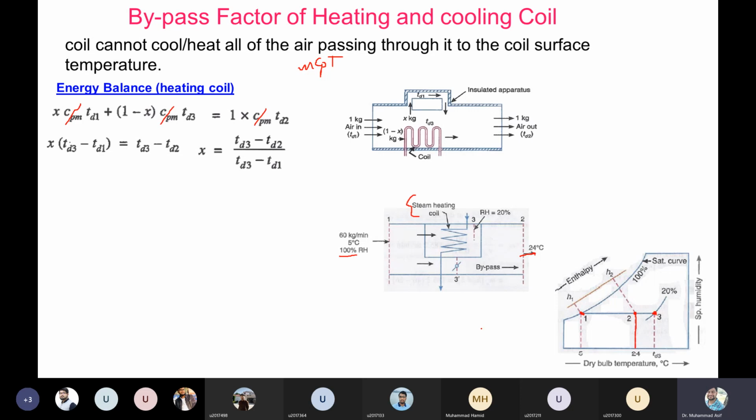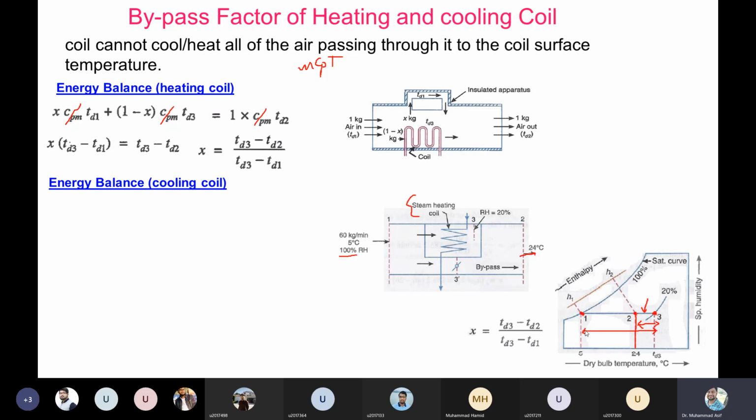So what is the value of the bypass factor? This is the process that takes place. This is the inlet air, this is the outlet air, right? And this is the surface temperature of the coil. So basically this value divided by the total value gives you the bypass factor, right? Basically the bypass factor is this ratio, TD3 minus TD2 divided by TD3 minus TD1. So that's the difference between T3 and T2 divided by the difference between T3 and T1.